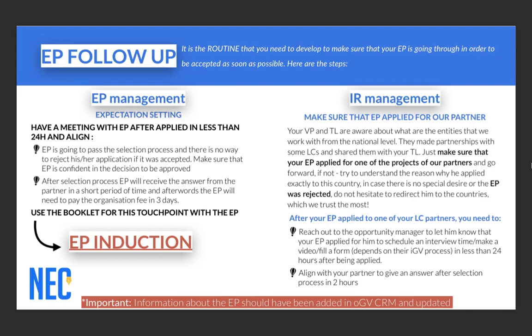And an important alignment: the information about the EP should be added in your oGV CRM, and it should be updated with all the information about the EP that you are using on the local chapters.